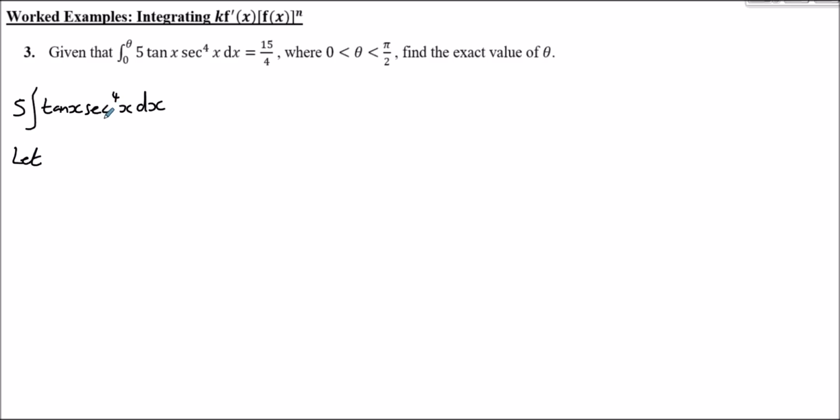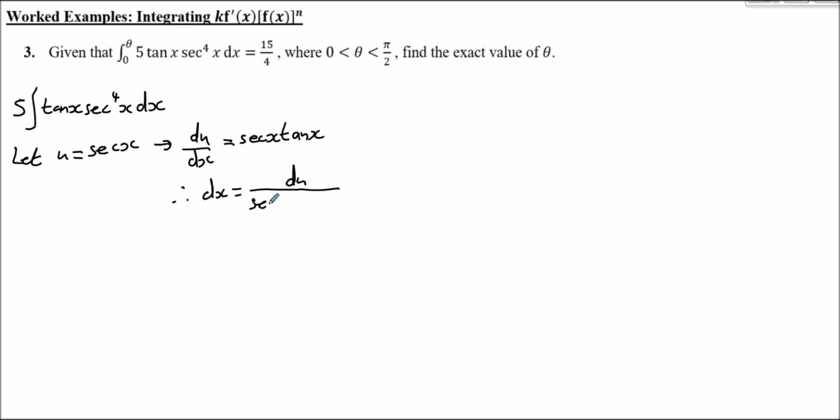So this time what I'm going to say is let u be sec x. Formula book here helps again. This one, if I do du by dx, that's going to become sec x tan x. So therefore dx, rearranging in terms of du as we tend to do, hopefully you'll see a bit clearer now what happens each time. We get du all over sec x tan x.